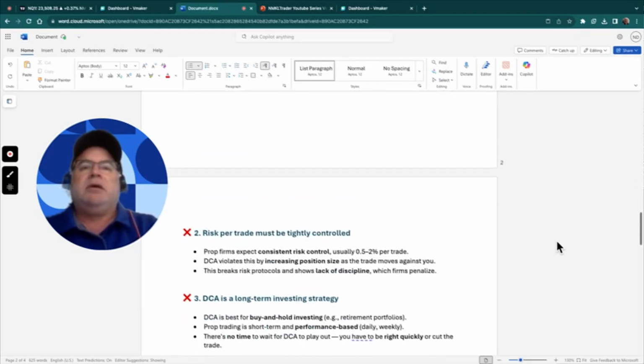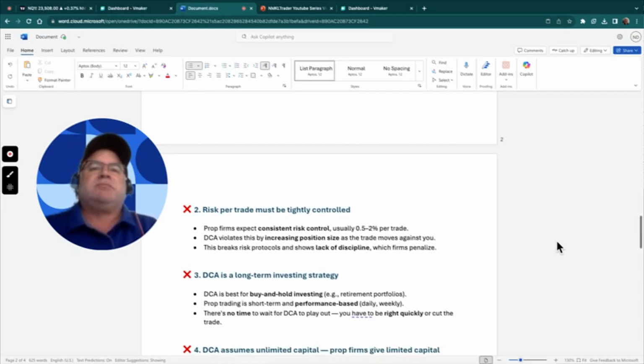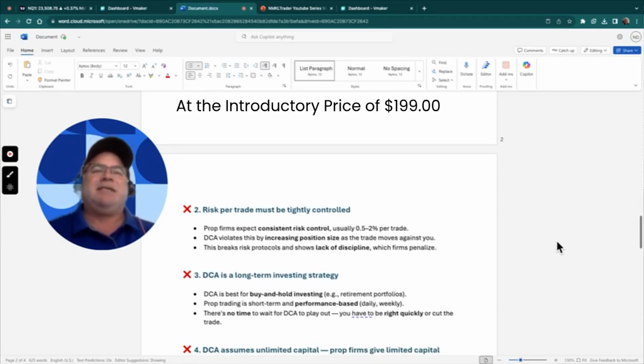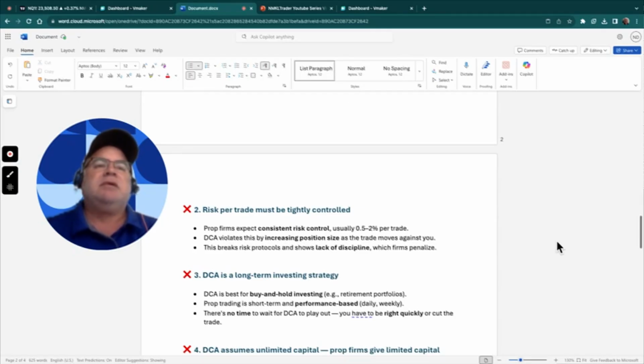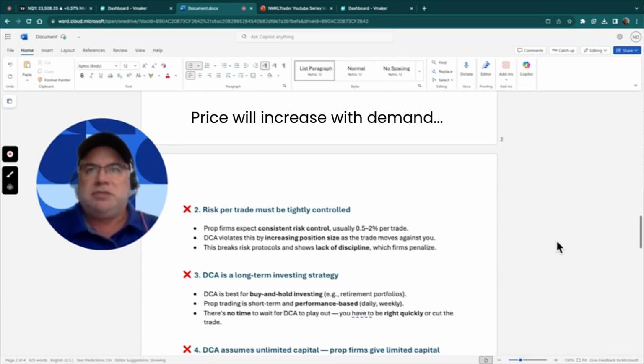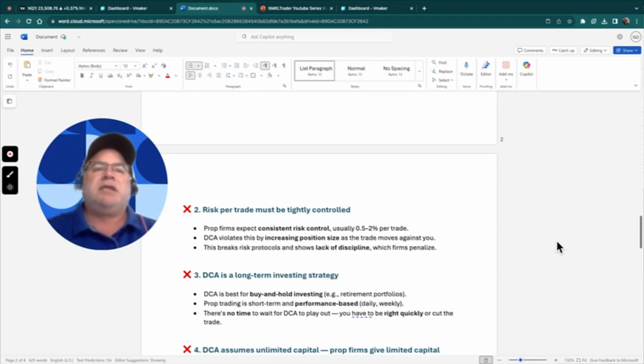Okay. Another reason is the risk per trade must be tightly controlled. Prop firms expect consistent risk control, usually of 0.5 to 2% per trade. DCA violates this by increasing position size as the trade moves against you. This breaks risk protocol and shows lack of discipline, which firms penalize. They will penalize you for this.